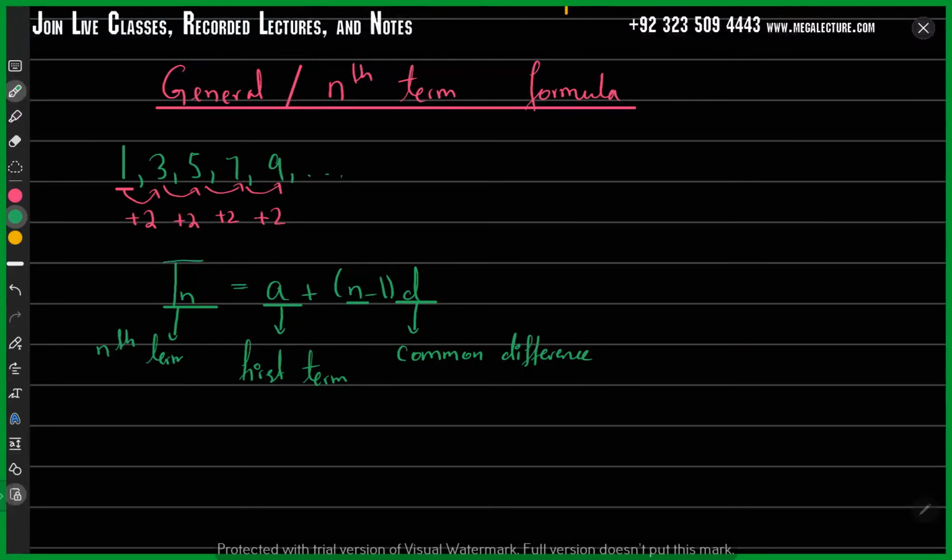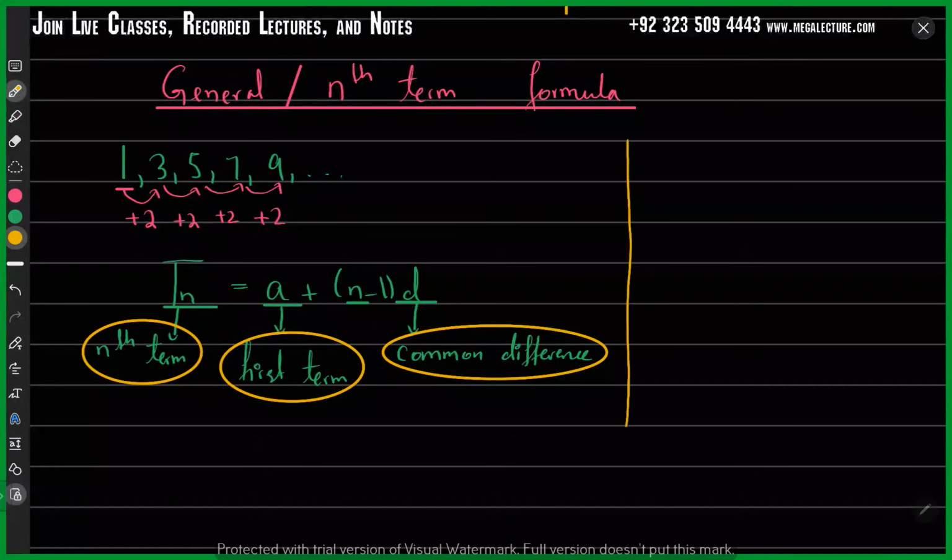So first of all, the question is: find the nth term formula for 1, 3, 5, 7, 9. This is the first part of the question. Find the nth term formula for 1, 3, 5, 7, 9.